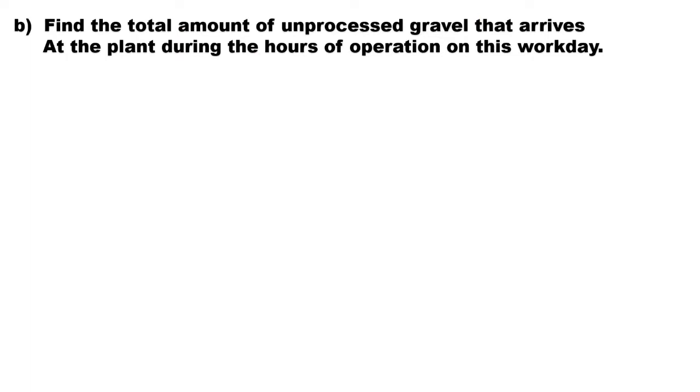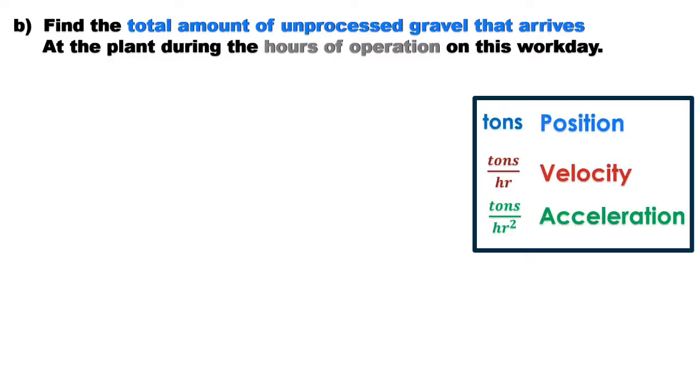Part B, find the total amount of unprocessed gravel that arrives at the plant during the hours of operation on this workday. Total amount of unprocessed gravel. If we just think of an example answer, so many tons arrived. The kind of label that is on tons is a position. So ultimately we want a position.